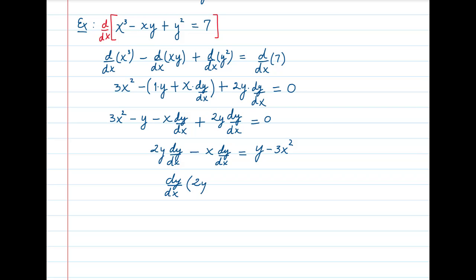Okay. Now our next step is to factor. This is step 3 from our guidelines, to factor the dy dx, right? Notice how you have dy dx in common on the left. And then we're finally going to solve for dy dx by dividing both sides by 2y minus x. So once we do that, we'll get our derivative. Remember, the ultimate goal is to solve for dy dx because that is our derivative. All right, and there we have it.